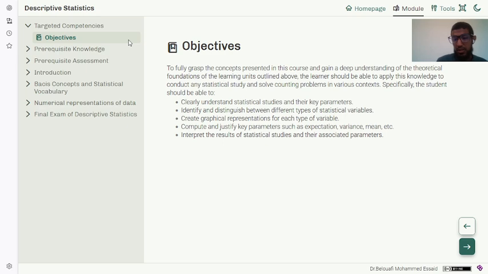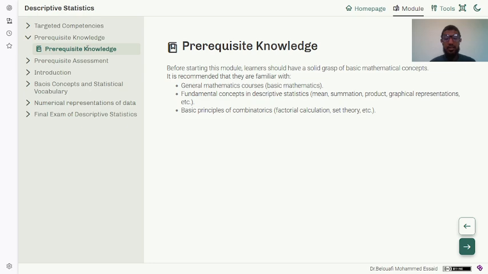So the objective of this course: at the end of this course, the student should be able to clearly understand statistical study and their key parameters, and identify and distinguish between different types of statistical vocabulary variable. Create graphical representation for each type of variable. Compute and justify key parameters such as expectation, variance, mean, etc. Interpret the result of statistical study and their associated parameters. And in order to understand clearly this course, the student should be familiar with the basic mathematics and the fundamental concept of descriptive statistics.